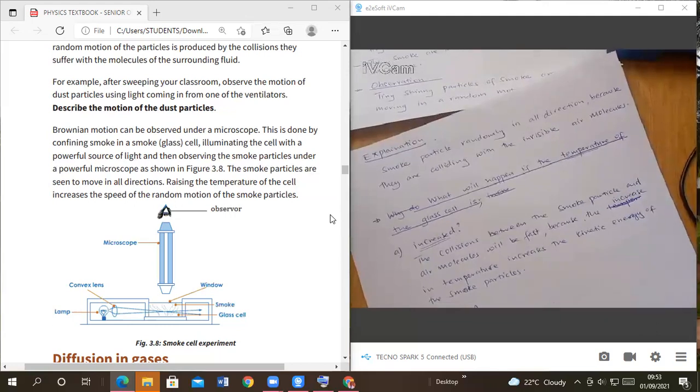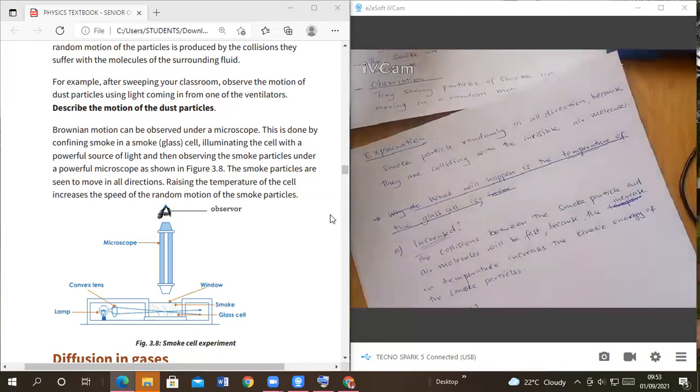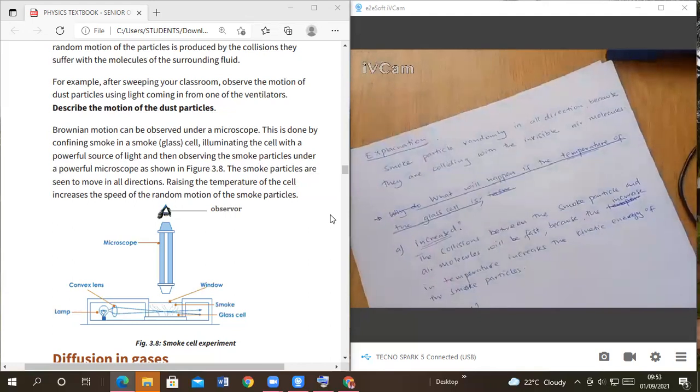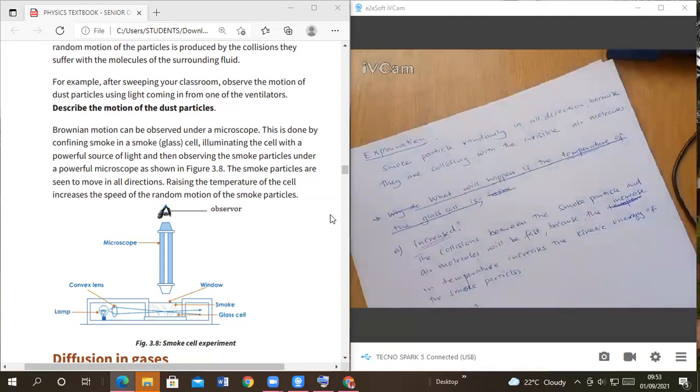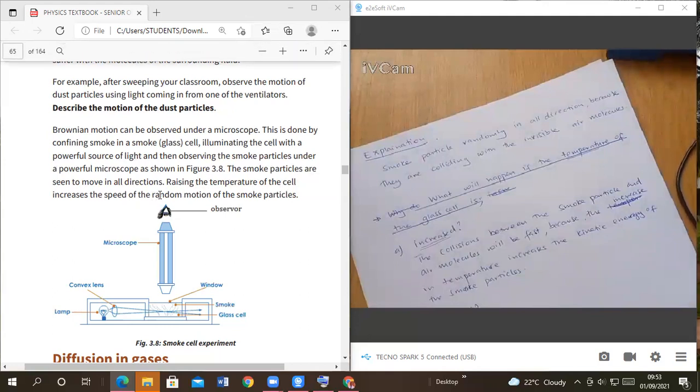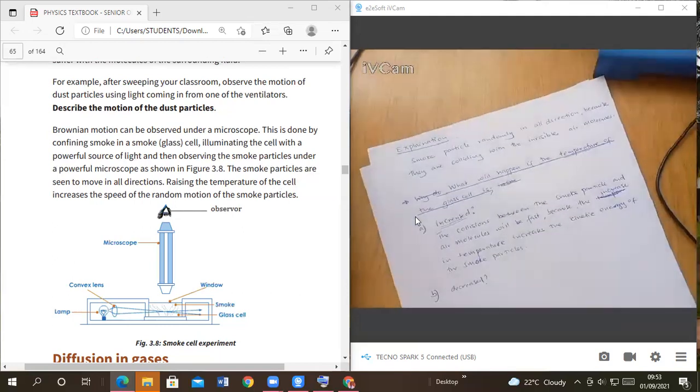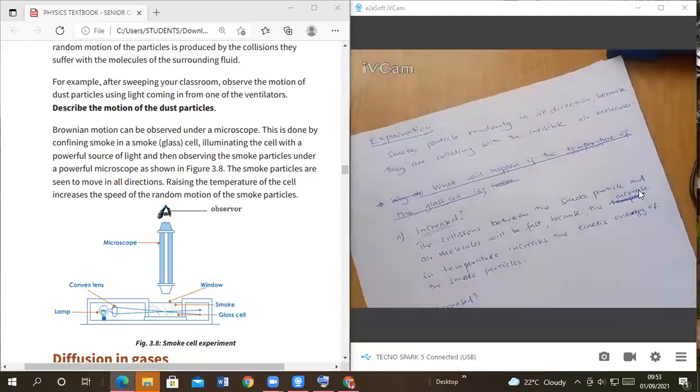So that's the reason the smoke particles will start colliding with the air particles, because their kinetic energy has been increased. This is what they are saying here: rising the temperature of the cell increases the speed of random motion of the smoke particles. So the collisions between the smoke particles and the air particles will be fast because the increase in temperature increases the kinetic energy of the smoke particles.